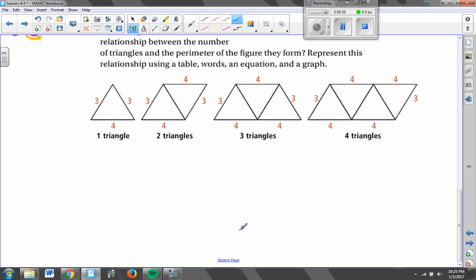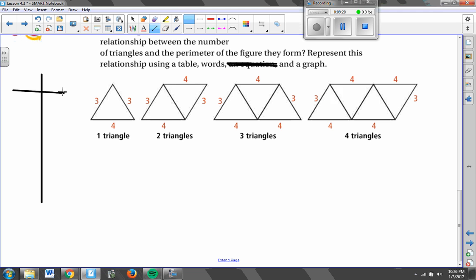In fact, let's start down here with this one. In this one I have a bunch of triangles that are all together, and I'm again worried about the perimeter of the figure, which means around the outside, so add up all the things around the outside, and the number of triangles. So the first thing, of course, I'm going to do, again, is make a table of values, right over here. This time maybe I'll use T for triangle. And I'll use P for perimeter.